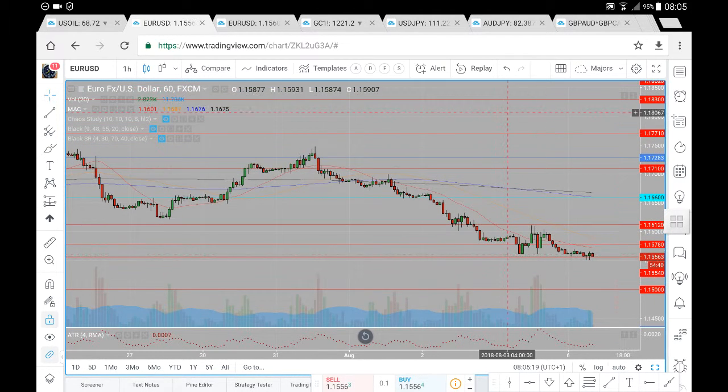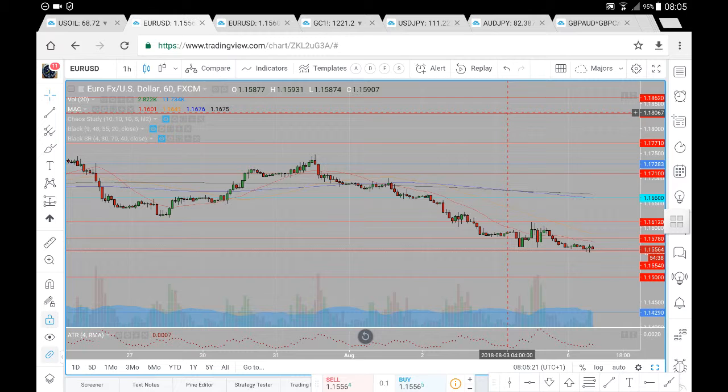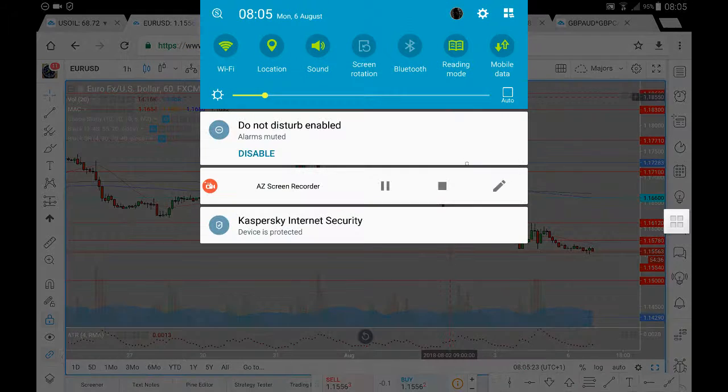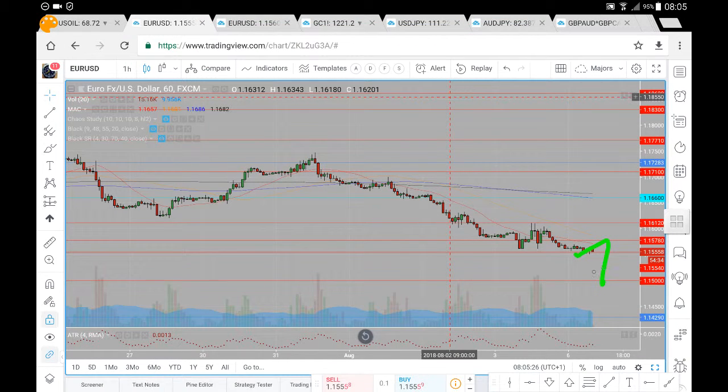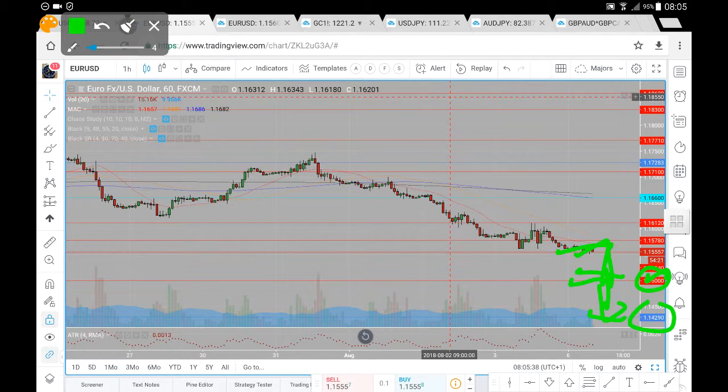So if we do see this break of the 115 here to the downside, we're looking for, well, 115.54, we're looking for a move down towards 115, and if there is sufficient volatility to bring us beyond 115, we're looking for a move down towards this 14.29 here on the euro dollar.